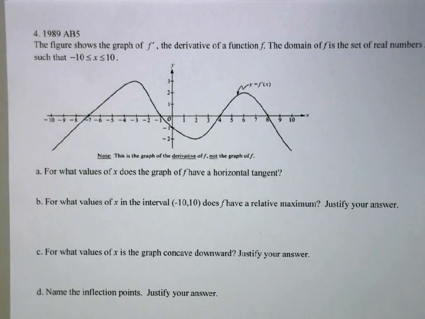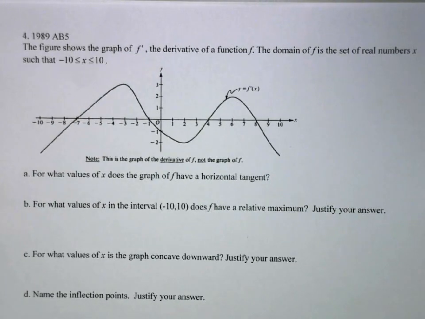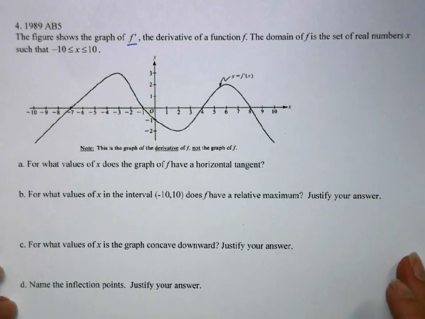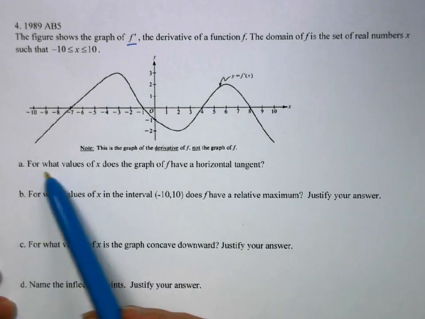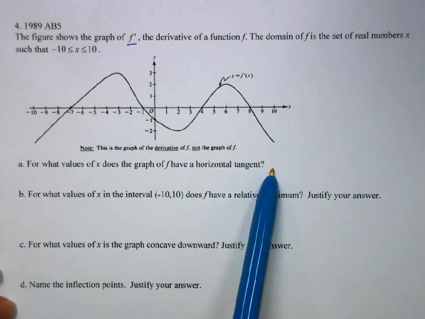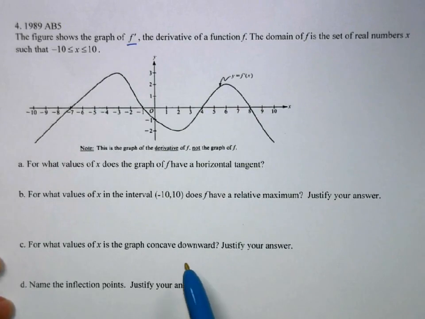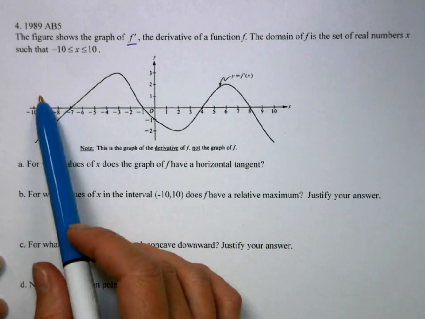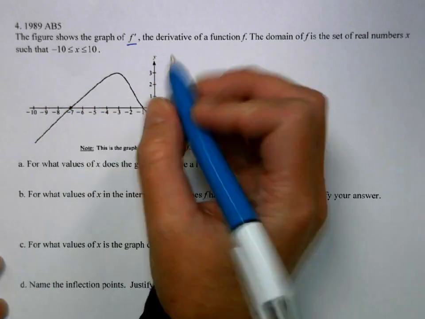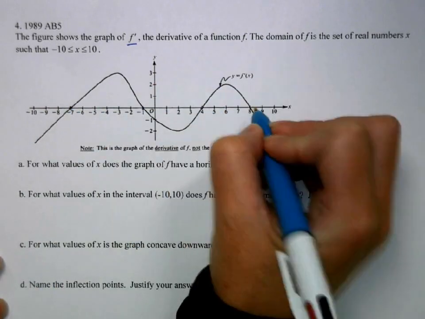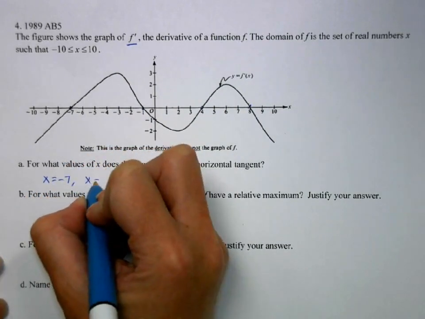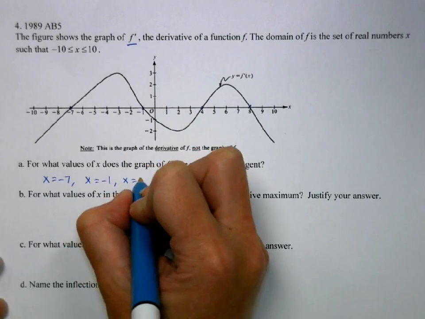Okay, so this one's going to be similar. The figure shows the graph of f prime, the derivative of f, and the domain of the real numbers is from -10 to 10. Okay, so for what values of x does the graph have horizontal tangents? That means where is the derivative equal to 0? Well, this is the derivative. So where this is 0 are going to be the x-intercepts here. So the critical points are at x equals -7, x equals -1, x equals 4, and x equals 8.